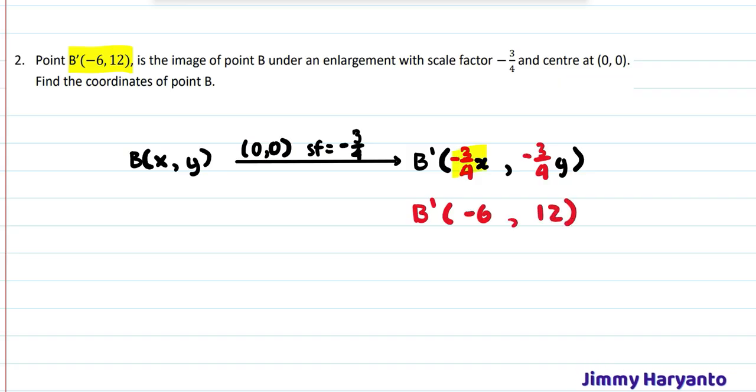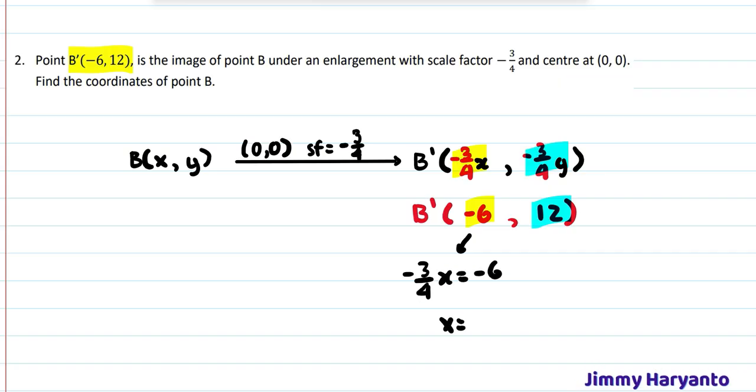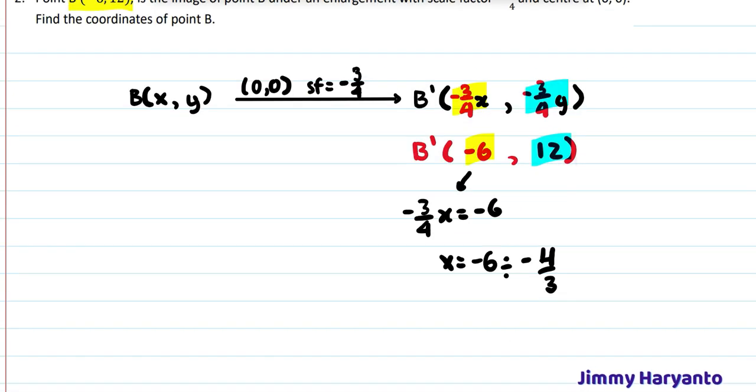And then we can compare the x of the B prime and the y of the B prime to find the value of x. Negative 3 over 4 x equals to negative 6. So x equals to negative 6 divided by negative 4 over 3. And the result is 8 for the x.